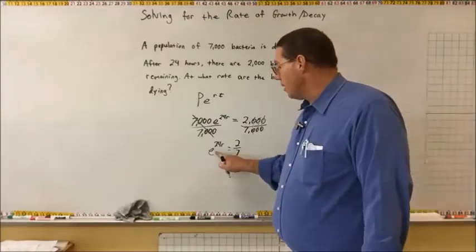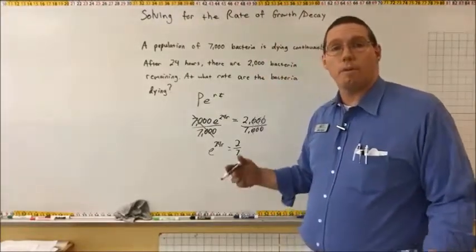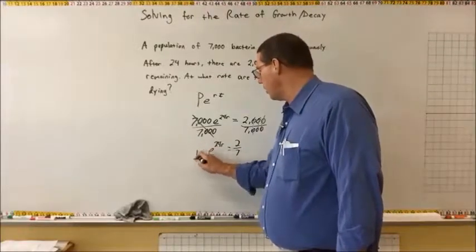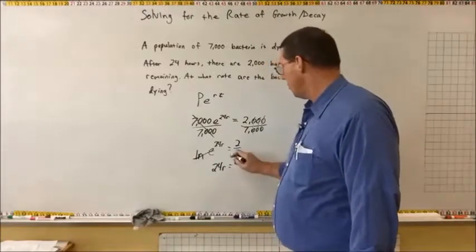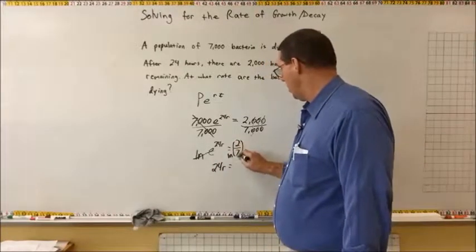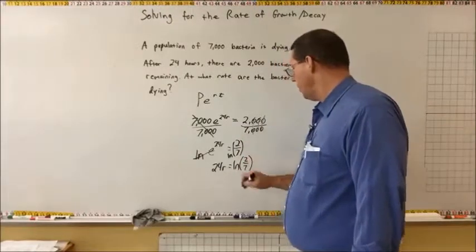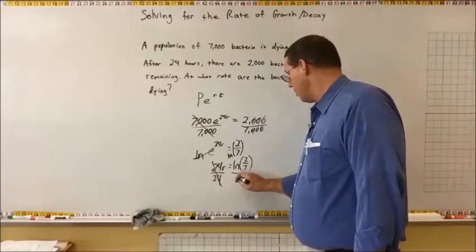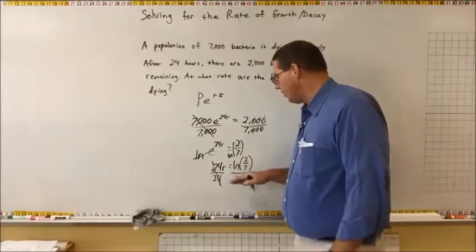Now, how do we cancel this exponential base of e? We're going to use a logarithm, log base e, which is just the natural log of e. So natural log will cancel. So we have 24r is equal to, and we've got to do natural log to the other side. So over here we'll have the natural log of 2 over 7. And now we can divide by 24 on both sides, and r is equal to the natural log of 2 over 7 divided by 24.